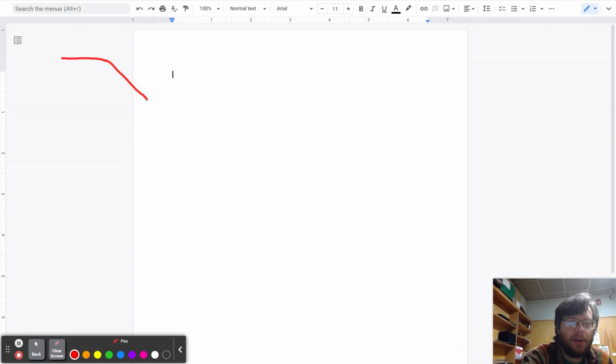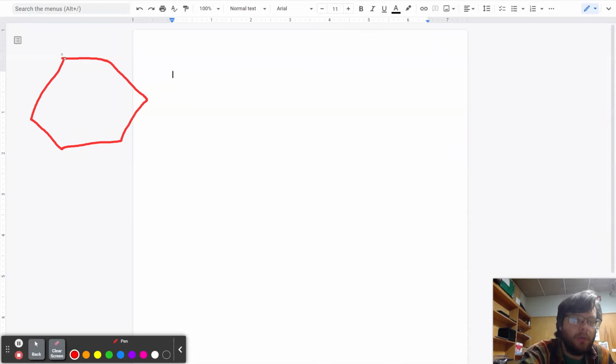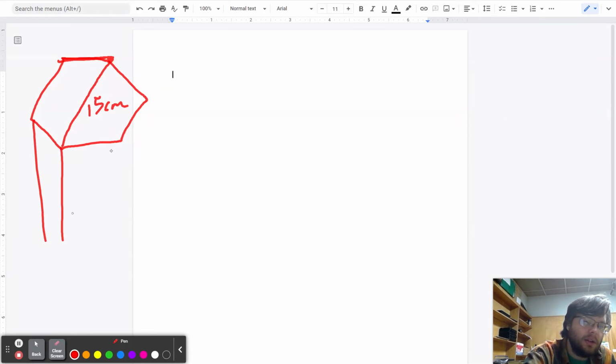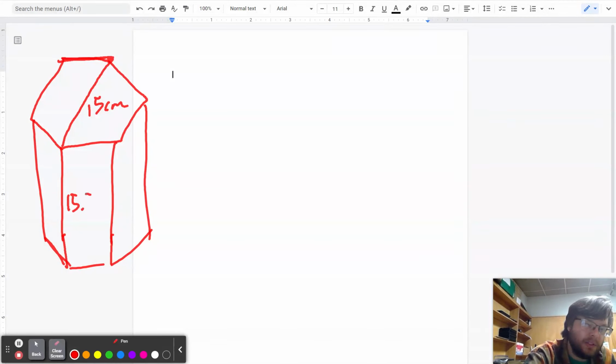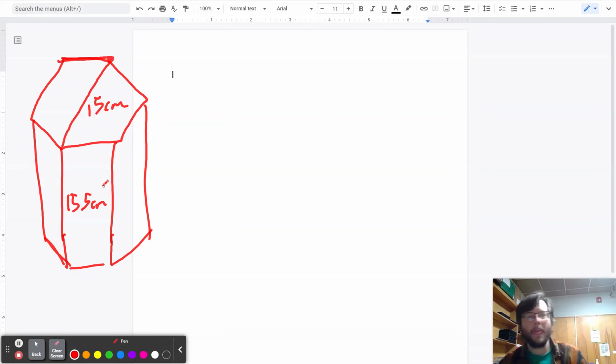So here's our wonderful hexagon, and from one corner to the next corner is 15 centimeters. And then when we draw the sides, we get this is 15.5 centimeters. Okay, so it's a regular hexagon.